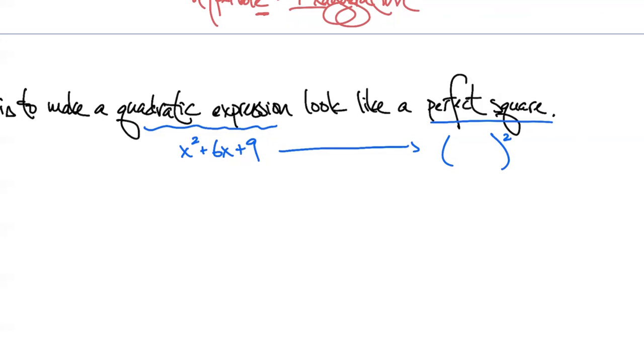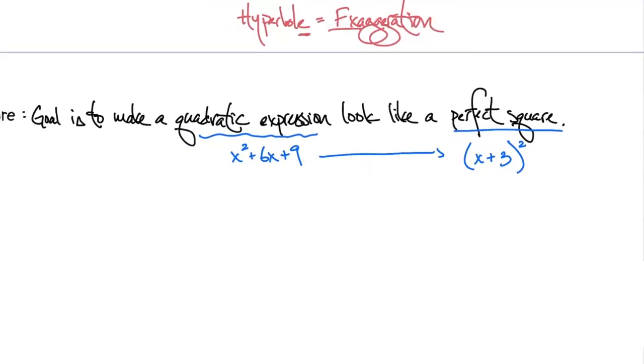X plus 3. Nice. X plus 3 squared, right? Okay. So when I say the goal is to make a quadratic expression, so something with an x squared and an x, look like a perfect square, it means I want it to look like something squared. Okay.